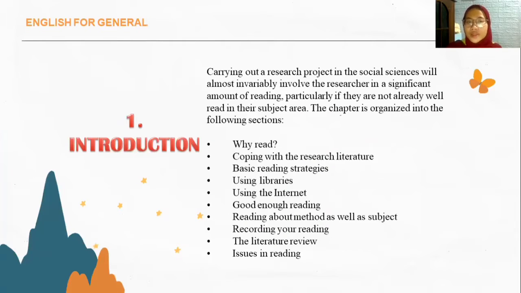1. Introduction. Carrying out a research project in the social sciences will almost invariably involve the researcher in a significant amount of reading, particularly if they are not already well read in the subject area. The chapter is organized into the following sections: priorities, coping with the research literature, basic reading strategies, using libraries, using the internet, when enough reading, reading about method as well as subject, recording your reading, the literature review, and issues in reading.